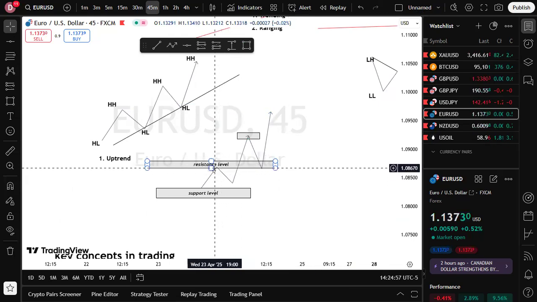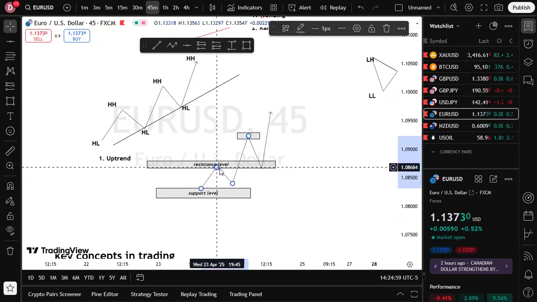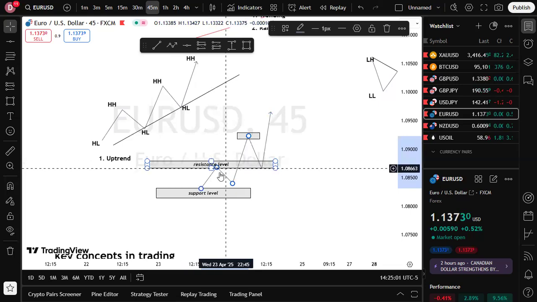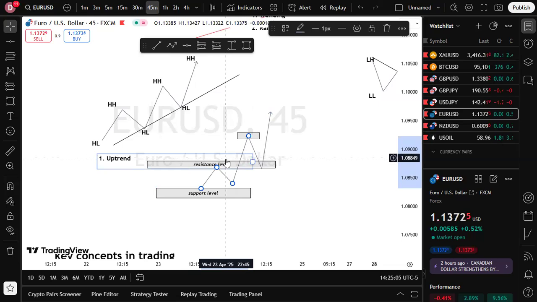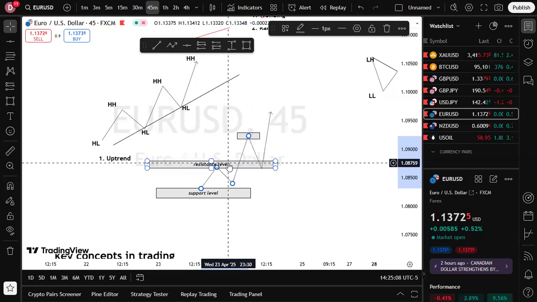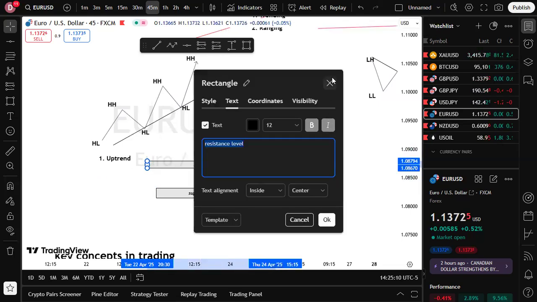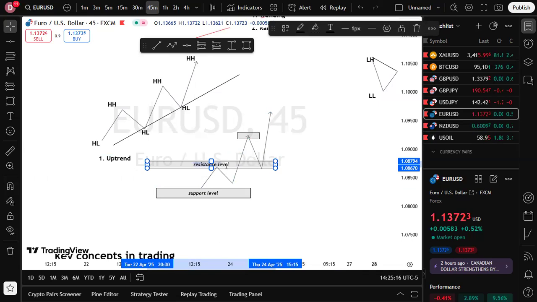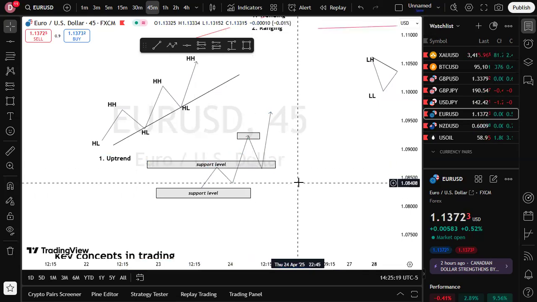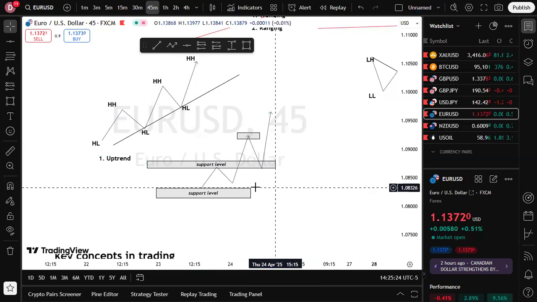Now, this was our resistance level at this point here, right? This was our resistance level here. And then price came back down. The moment price breaks this resistance level and comes down here, this resistance level now automatically changes to a support level. So when a resistance level is broken, it changes to support level, right? It changes to support level.